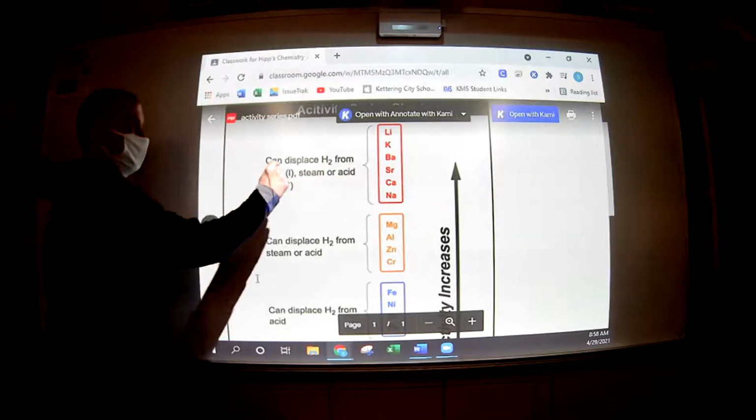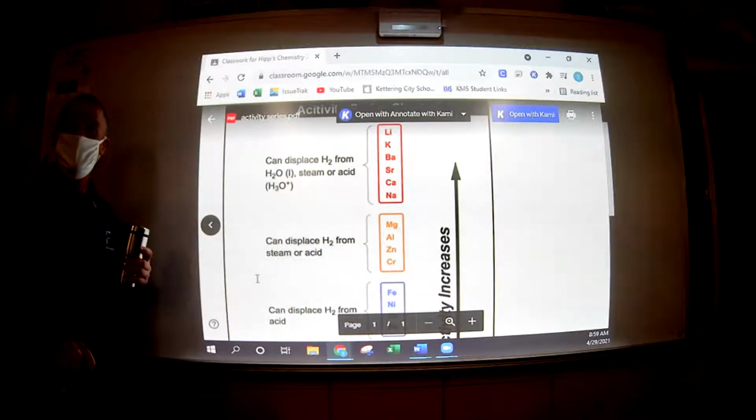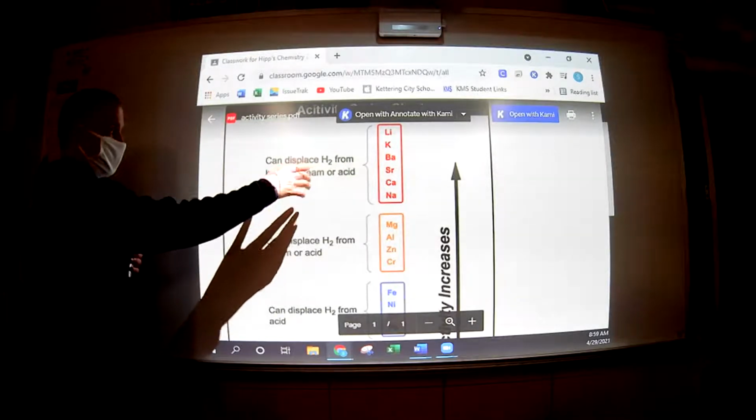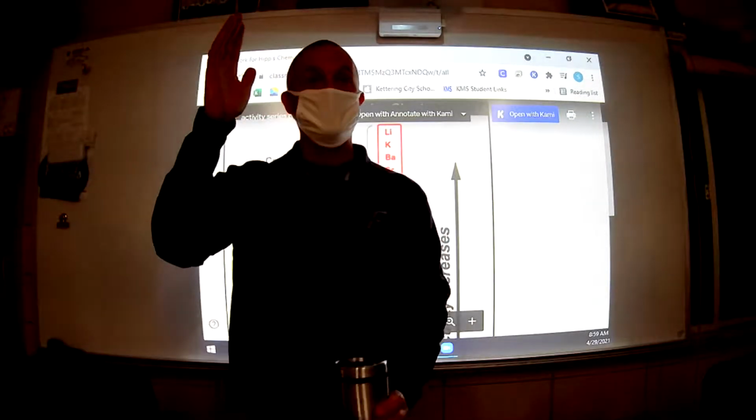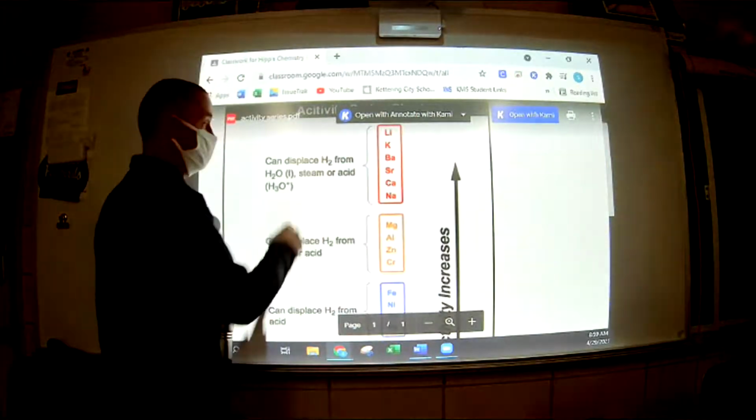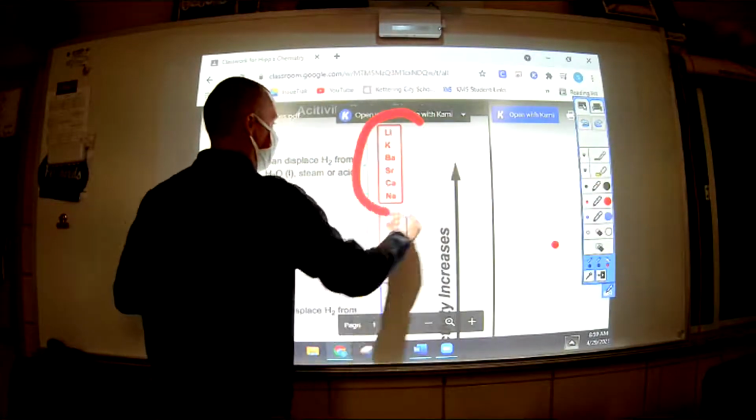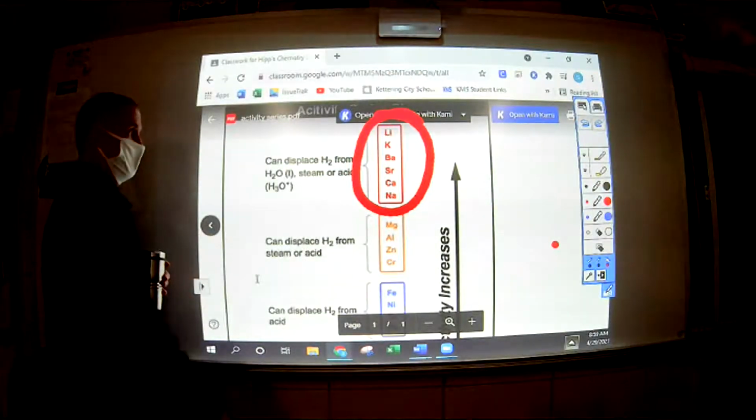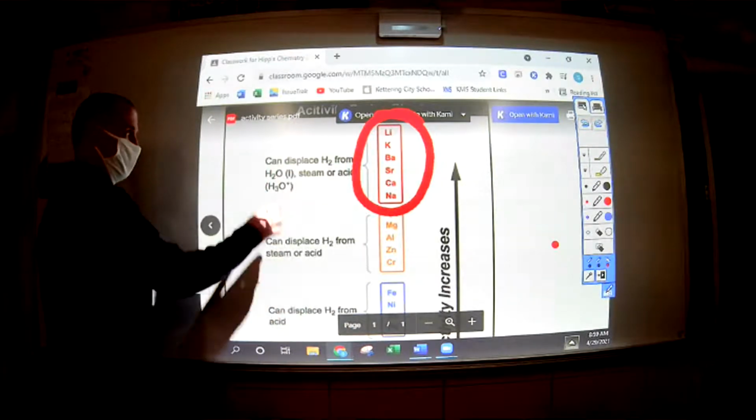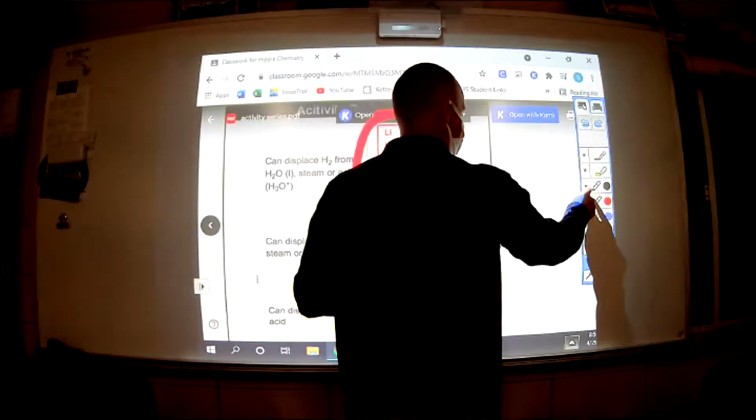Can displace H2 from water, liquid water. Now you're like, but where's the H pluses? It doesn't say H pluses. Well, the H pluses end up with the electrons and the H's join up to form hydrogen gas. So the ones that can actually do that are these metals right here in this top group. If you drop any of those metals in water, we end up with OH minus left and we make hydrogen gas out of there. That reaction would look something like this.